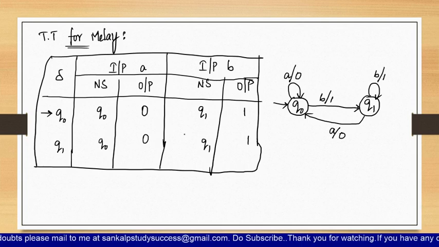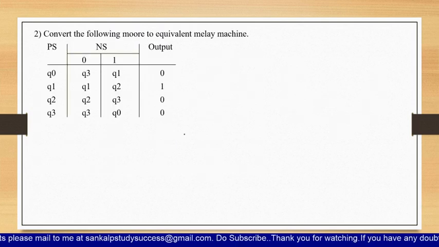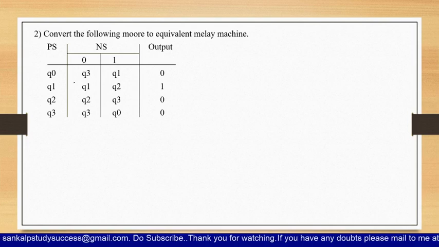Now let us solve one more problem, which is to convert the following Moore machine to an equivalent Mealy machine. Here the transition table is given directly. Till now we were given the 6-tuple notation, but here it is directly given as the transition table.